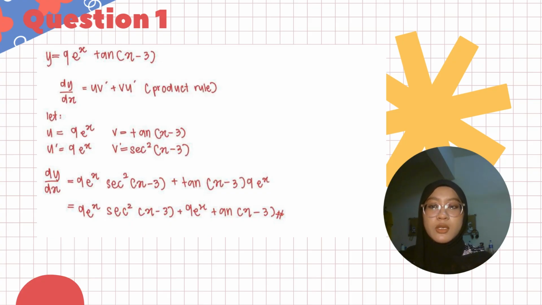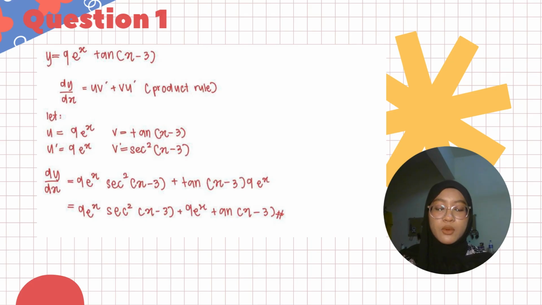So here, this function is a product of two terms. So we use the product rule. After differentiating both terms, we obtain the final derivative. So the question is y equals 9e to the power of x tan(x - 3).